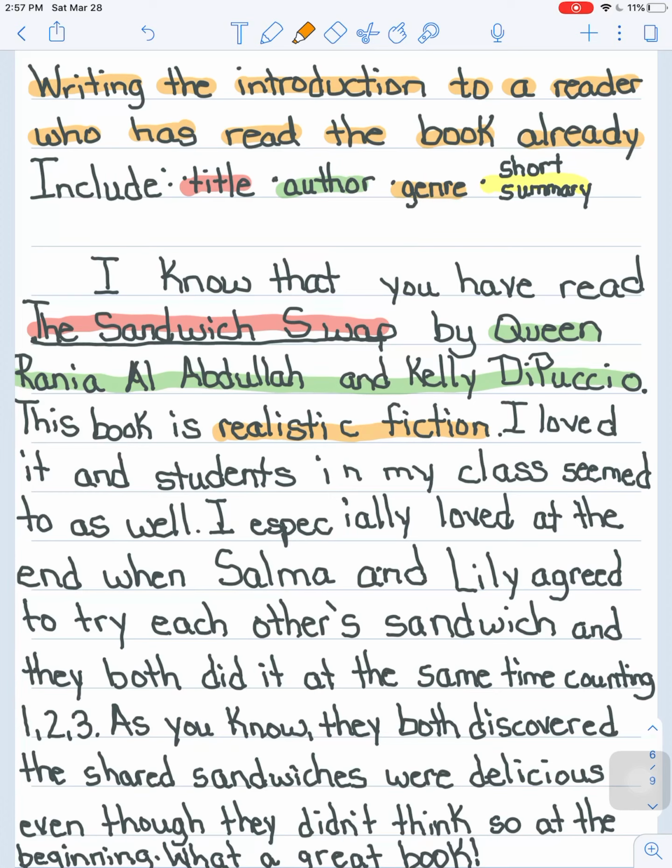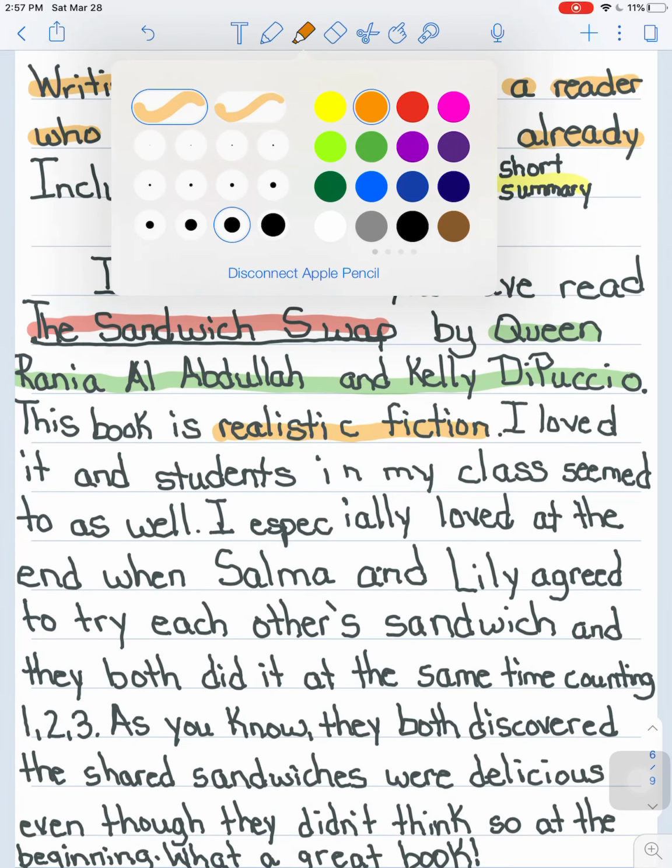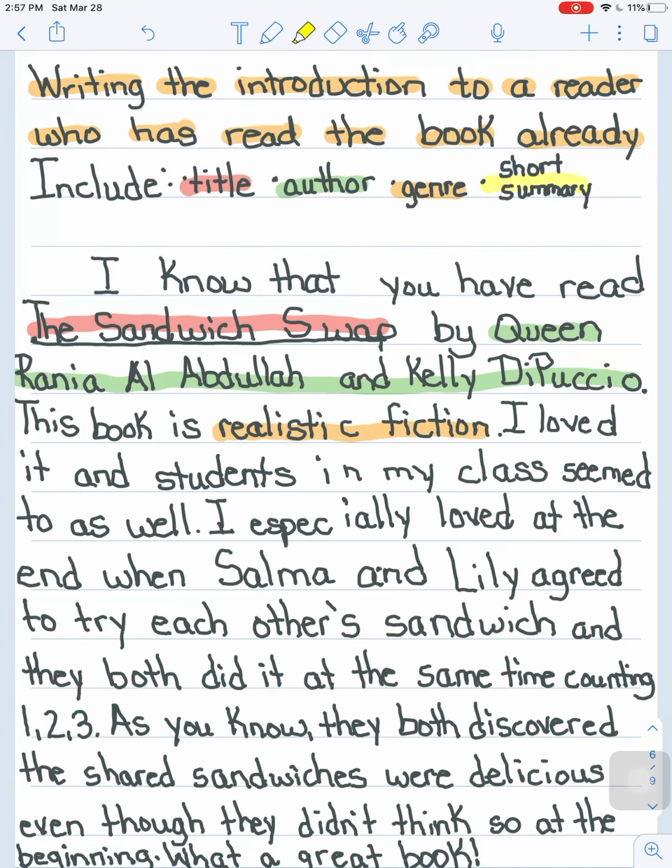What a great book. And right here is where I included the short summary, and I did talk about the end of the book because my reader has already read the book, so we could talk about that in the letter.